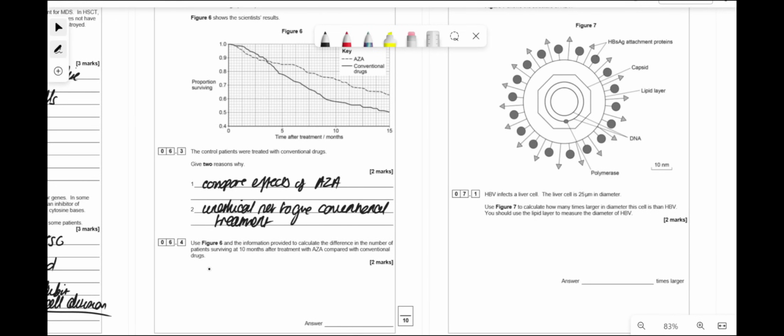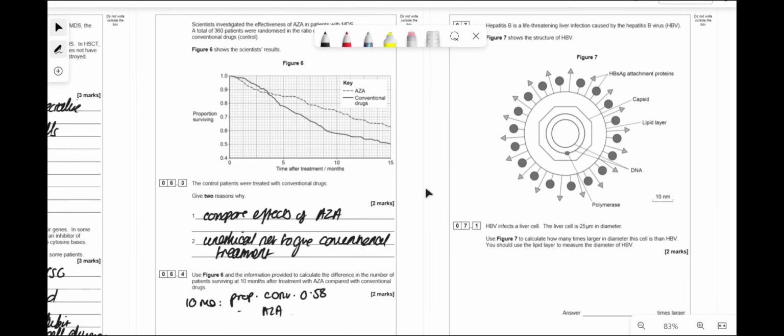So at 10 months, the proportion that were taking conventional drugs is 2, 4, 6, 8. So that's going to be 0.58. And then the proportion taking AZA is going to be 7, 2, 4. So 0.74. Okay, so this is just the proportion now. This isn't the whole number.